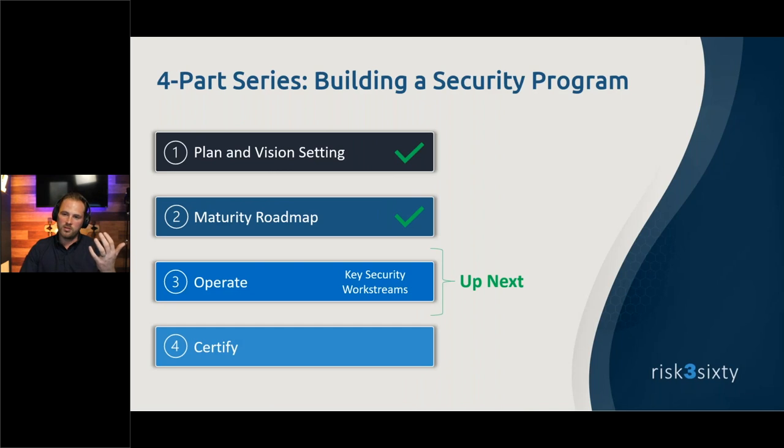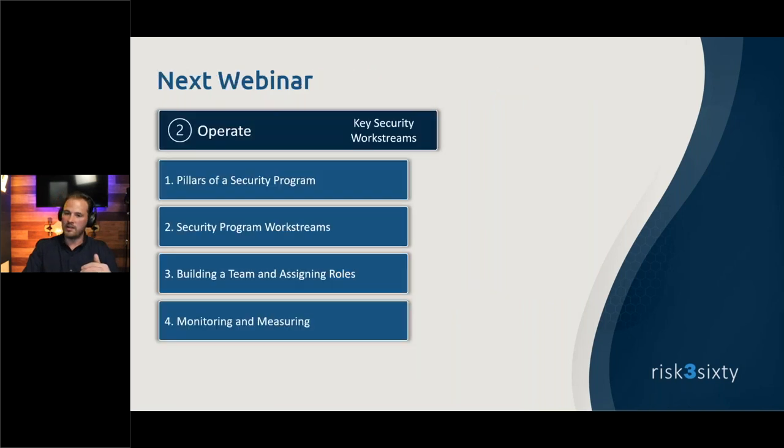Remember that this is a 4-part series. So we talked about planning and vision setting in some depth. This was the maturity roadmap. The next one is where we're really going to break out those key work streams. So if you want to operate your program, you want to build a sustainable program with key program pillars, et cetera, what does that look like? And then finally, how to get certified. Just to foreshadow a little bit for next webinar, when we talk about operating your program, again, we'll talk about those pillars. There's 7 key pillars of a security program that you can start thinking through, and I'll present that and give you a model to organize your own security program.